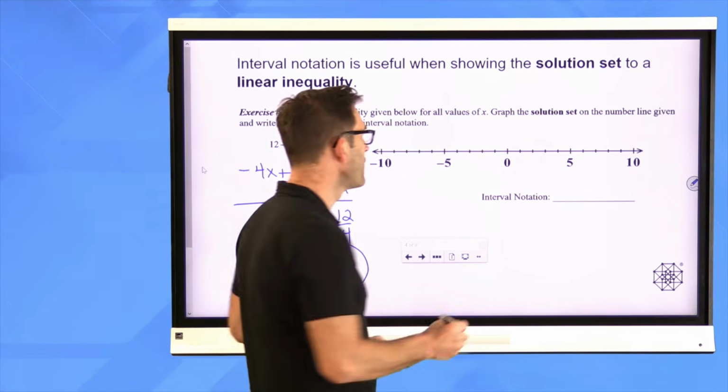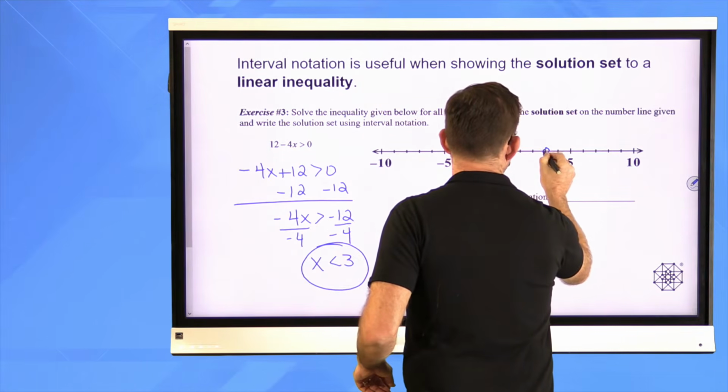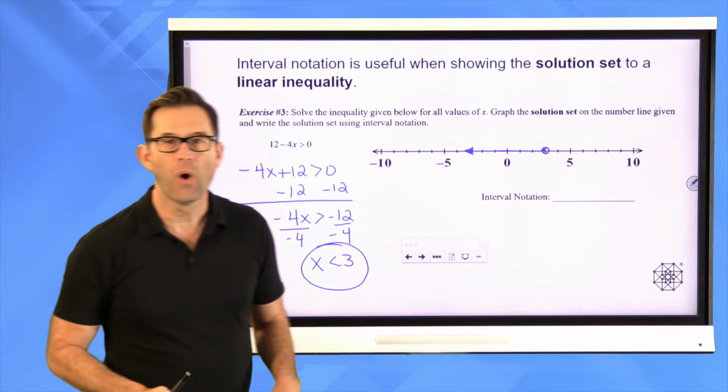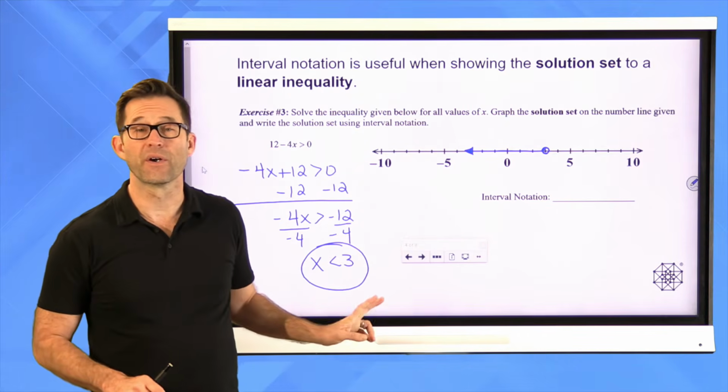On my graph, what that's going to look like is I'm going to circle the 3, and then I'm going to color in everything to the left of 3, because x is less than 3. So hopefully you were able to do those 2 pieces very simply.